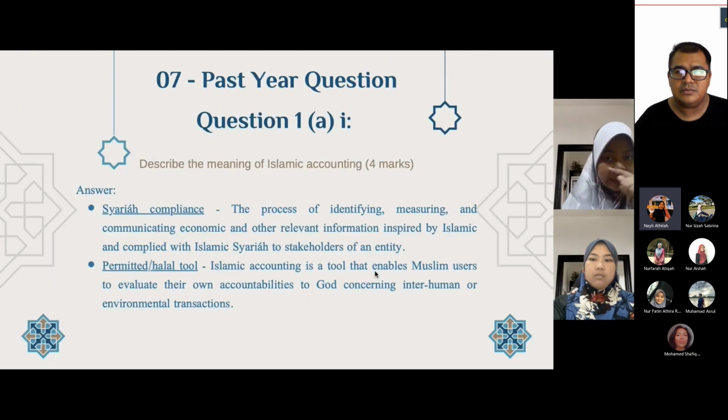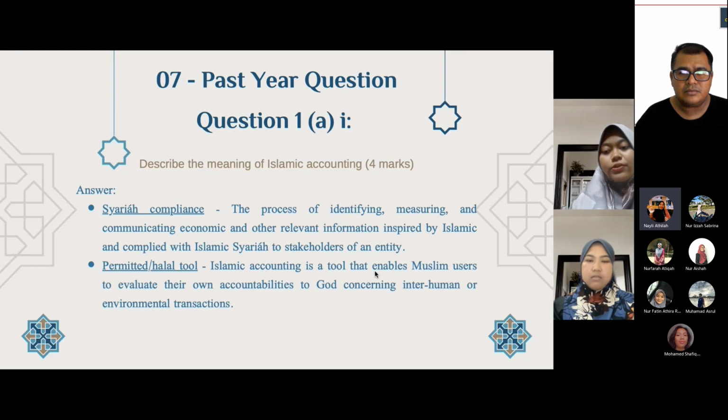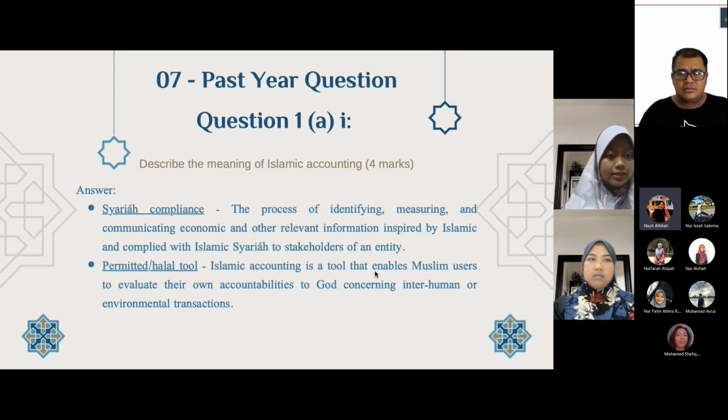So finally, for past year questions, I extracted this question from the 2011 April past year paper. Question 1A, 1 Roman, requires me to describe the meaning of Islamic accounting, which consists of 4 marks. For the answer, first is Sharia compliance, where the process refers to identifying, measuring and communicating economic and other relevant information inspired by Islamic and complied with Islamic Sharia to stakeholders of an entity.